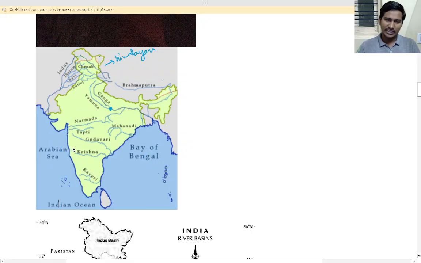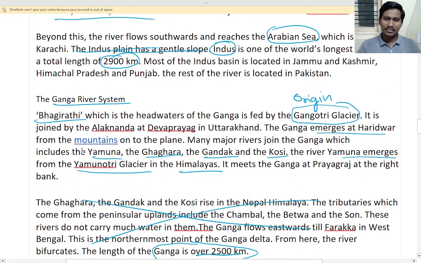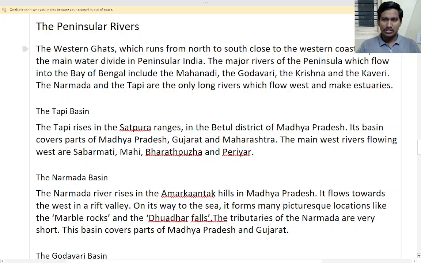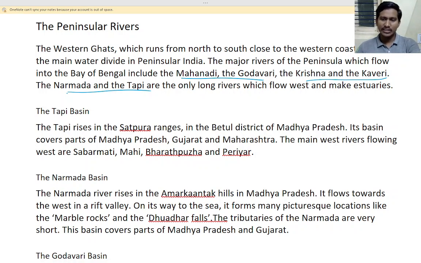Okay, so some originate in the Western Ghats, right? Here if you see the Western Ghats, which run from north to south close to the west coast, they form the main divide in the peninsular region. The major rivers which flow into the Bay of Bengal include the Mahanadi, Godavari, Krishna and Kaveri. The Narmada and Tapi are the only long rivers which flow to the west and make estuaries. Okay, we will study it tomorrow.